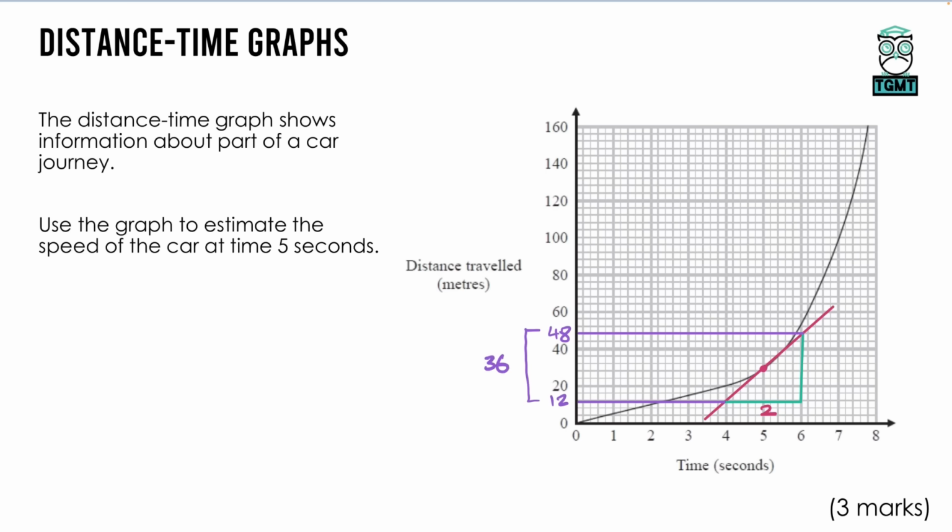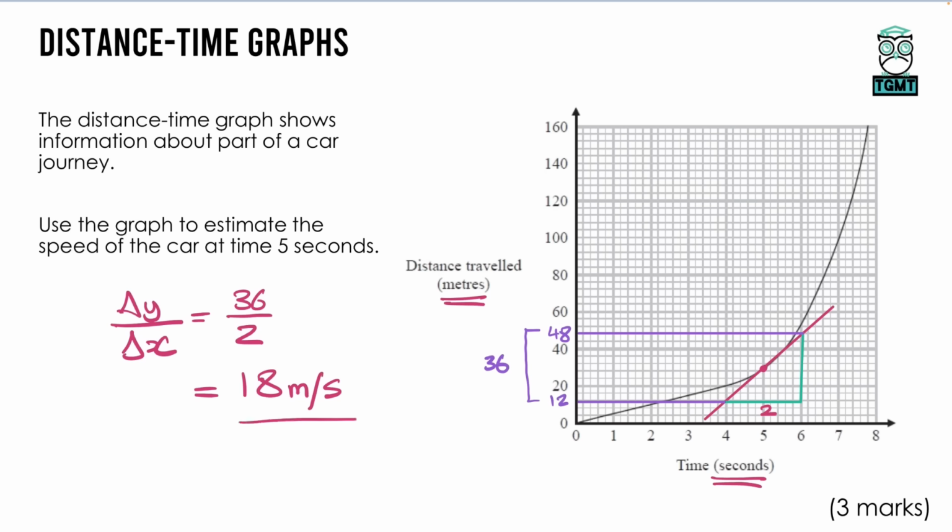So here, to find the gradient, I want to do my change in y divided by the change in x. And for the numbers that I have, and there's a big range of numbers that you are allowed here, I'm going to do 36 divided by 2, which is my change in x, and that gives me a value of 18. So my speed here is 18 meters, as we have meters on our y-axis, per second, as we have seconds on our x-axis.